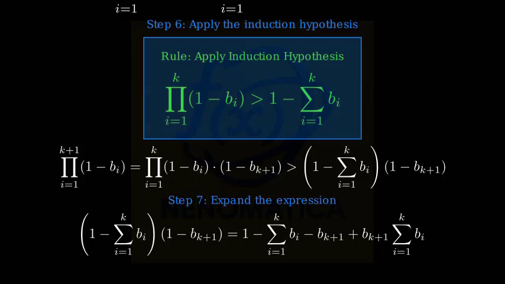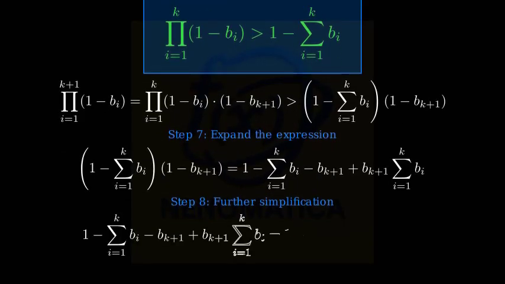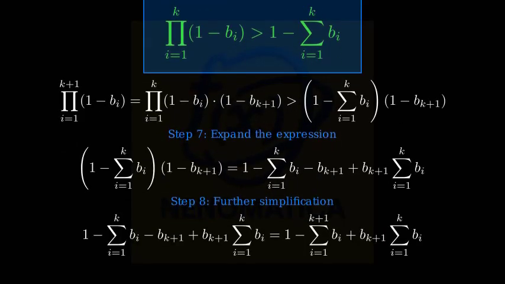When we expand, we get 1 minus the sum from i equals 1 to k of b sub i minus b sub k plus 1 plus b sub k plus 1 times the sum from i equals 1 to k of b sub i. We can simplify this further to 1 minus the sum from i equals 1 to k plus 1 of b sub i plus b sub k plus 1 times the sum from i equals 1 to k of b sub i.